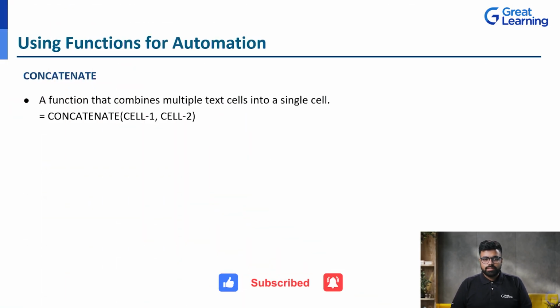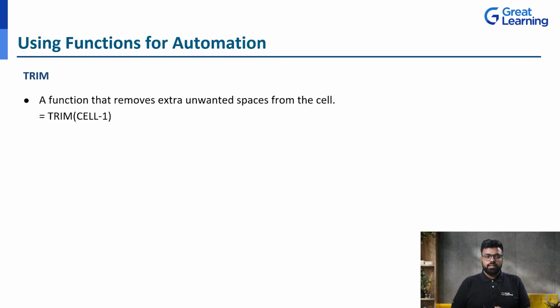So the syntax is equal to concatenate cell 1, cell 2. Also you can use concat as the keyword, because Excel would also take that. Then is the trim function. So what does this trim function do? It is a function that removes any extra unwanted spaces that would be in the cell, right? So you have to just write equal to trim cell 1 and you would have the end result.